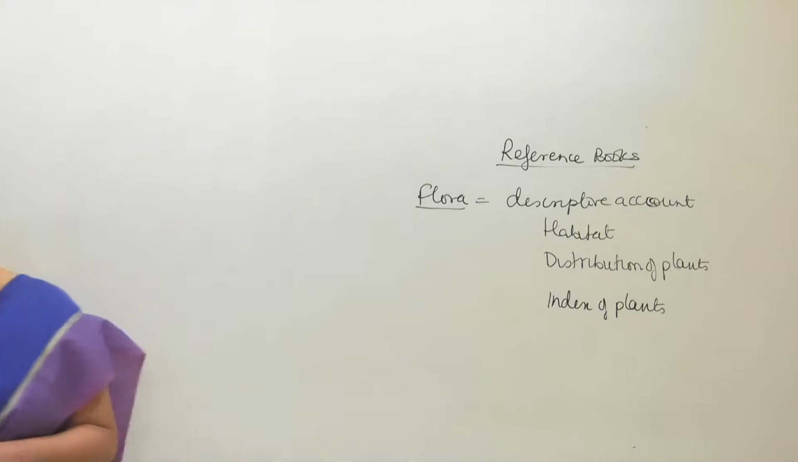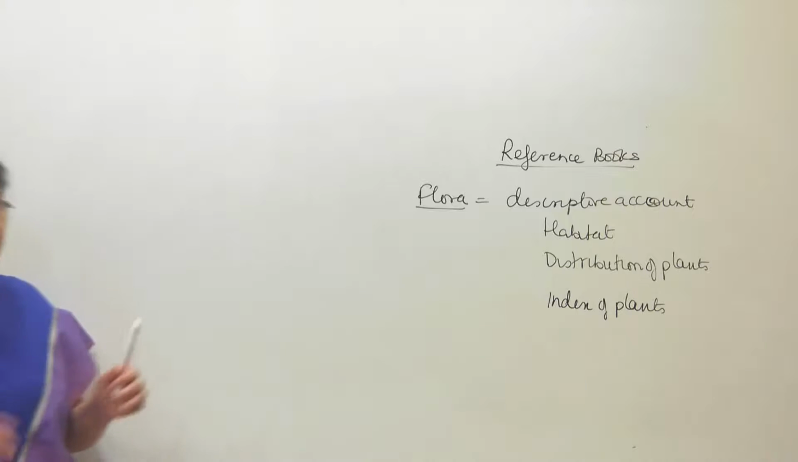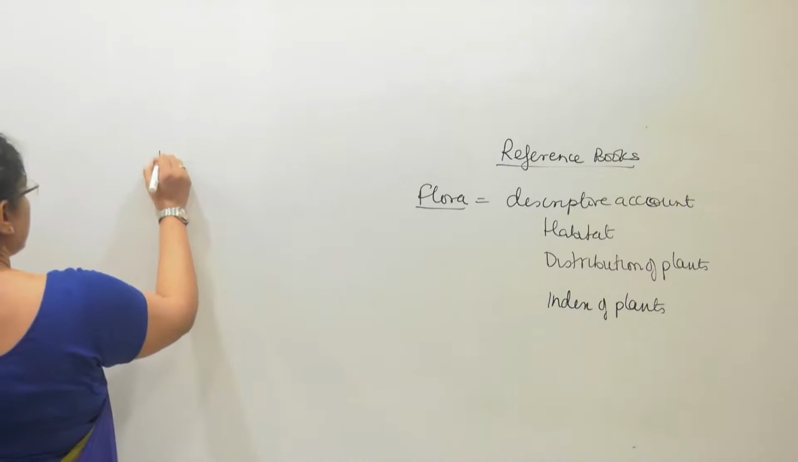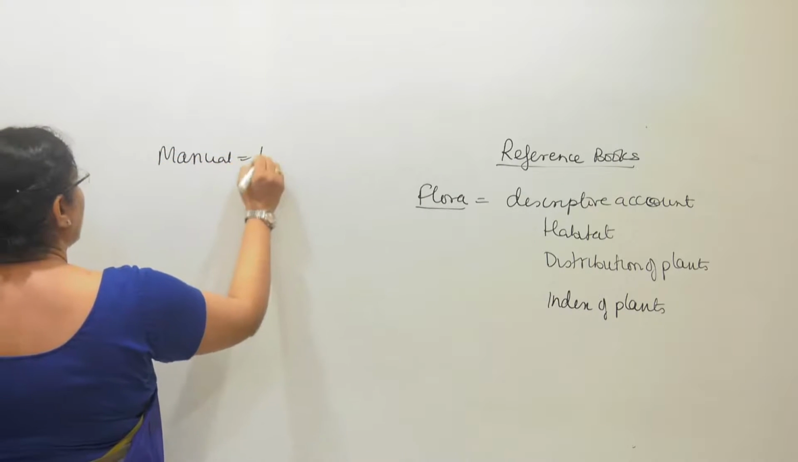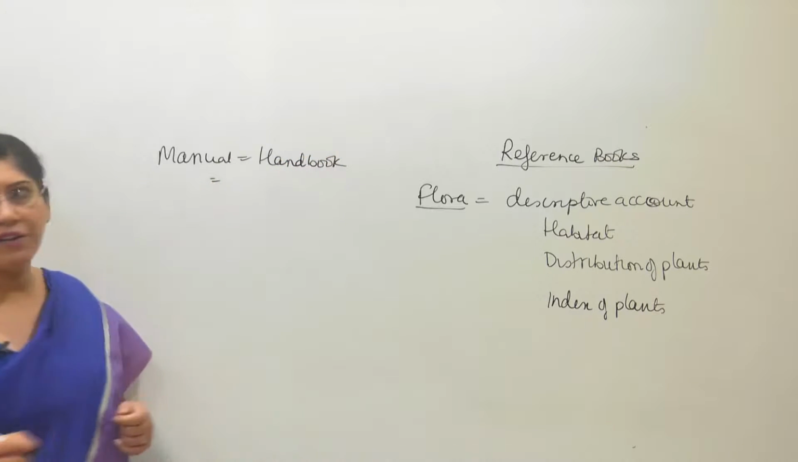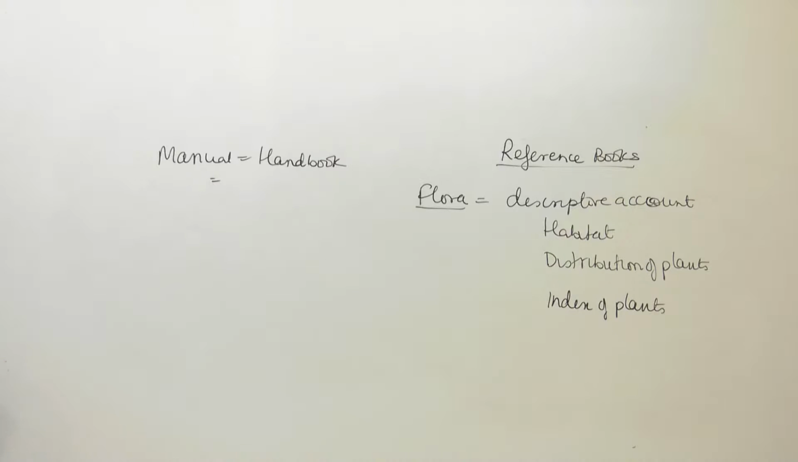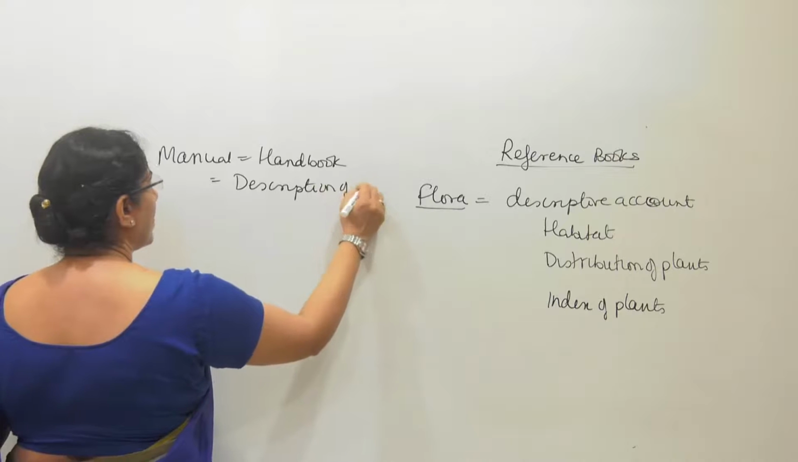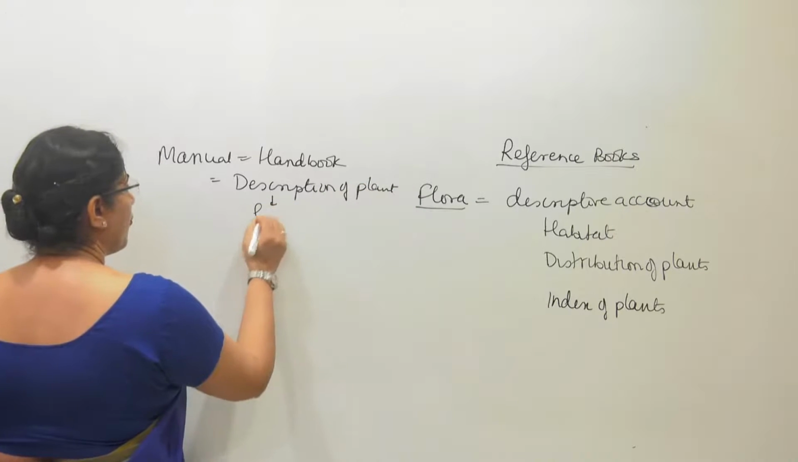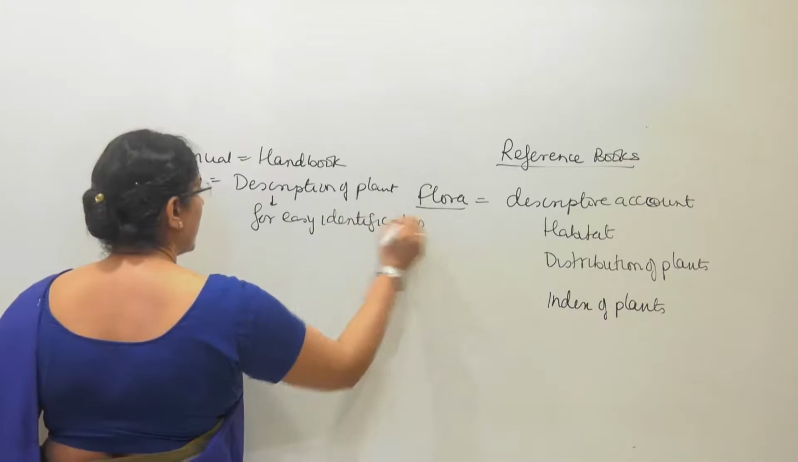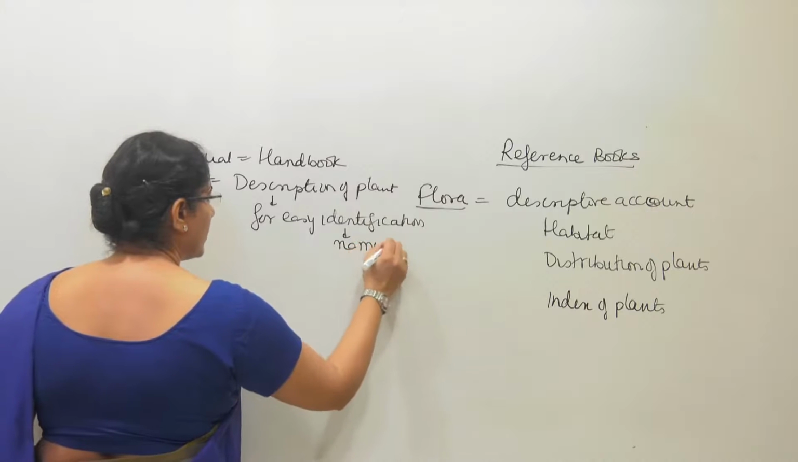Now if I want to identify a plant, then I'll use a smaller account, manual. Manual is more like a handbook. It will help you to identify the plant on the basis of the description. It is like a handbook which will give you the description of plant, not the habitat, for easy identification. In identification, naming is included.